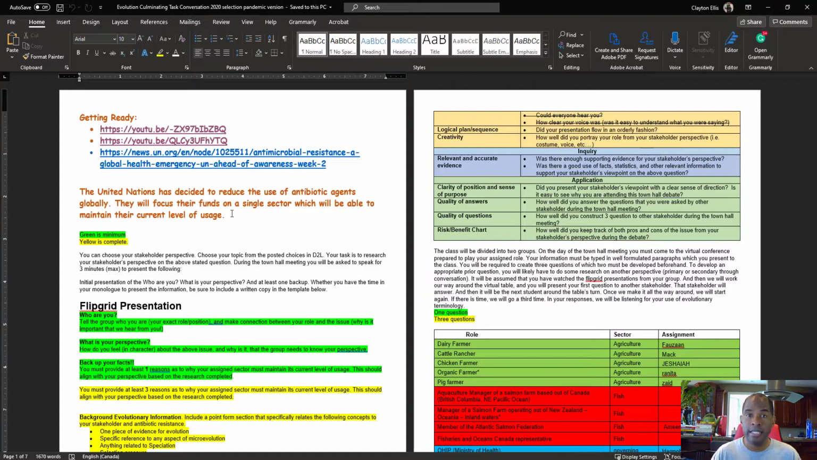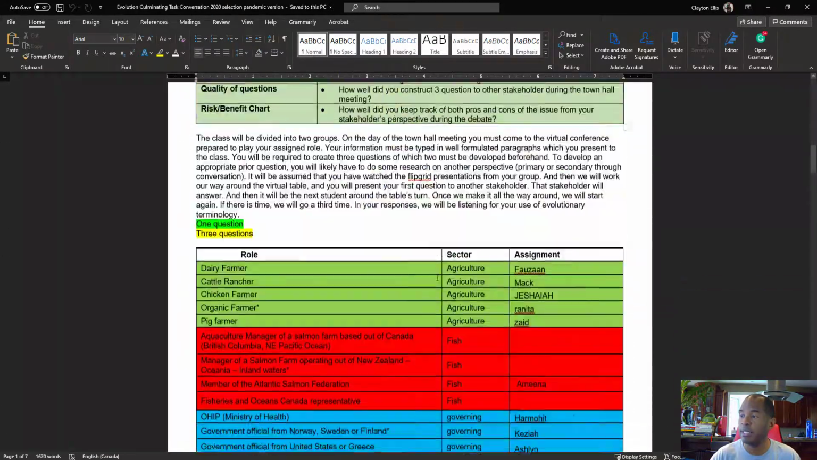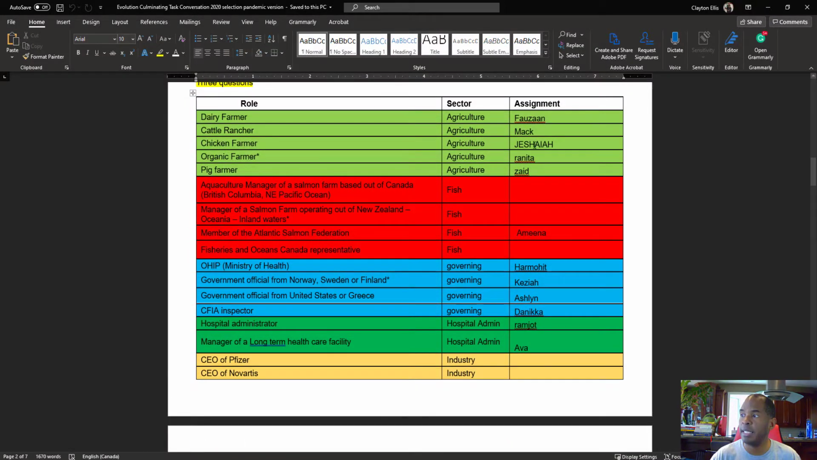So the United Nations, in this activity, they have decided to reduce the funding. They decided to reduce the use of antibiotic agents because they recognize that too much use is actually very bad as we move forward to 2030 and 2040. So instead of everyone using antibiotics, only one or two sectors, in this case for our activity, only one sector is allowed to use antibiotics. You have signed up for a particular sector. So we did this before the break. So if you take a look at this document here, you'll see I just copied it from our Google Sheet that each of you signed up for something.